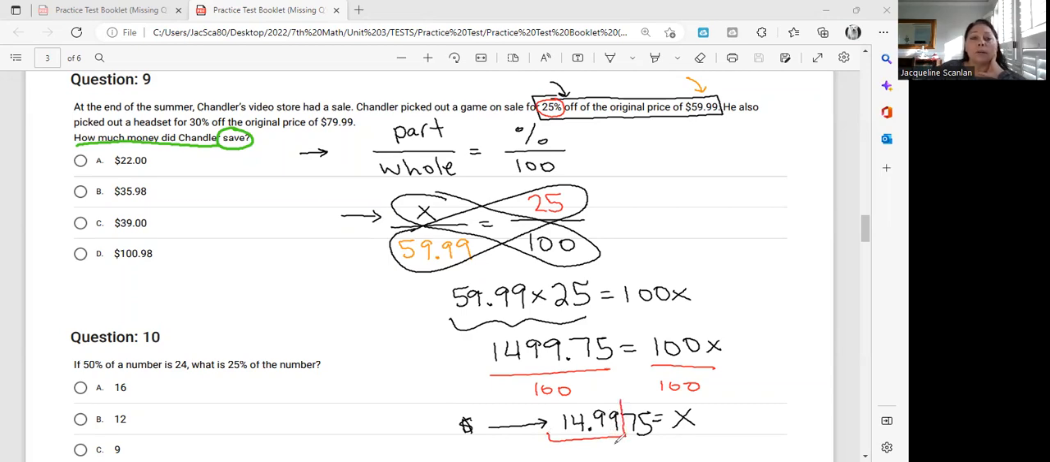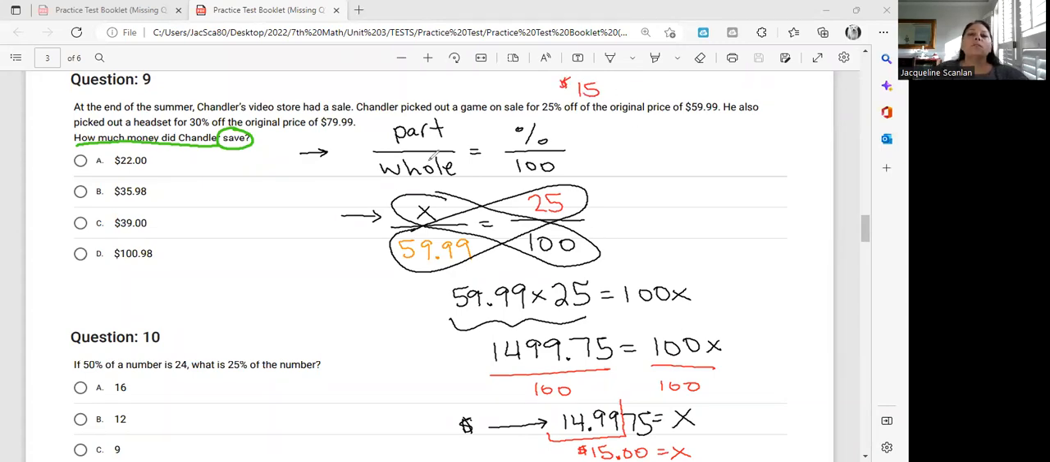So what I should be doing is taking this 7 and using it to round. 7 rounds up. So this 99 cents is going to turn into a dollar, which means that I'm really saving about $15 on this particular game. Okay, so I know that Chandler is saving $15 off of the game that he's picked out. And I'm going to go ahead and write that up here.